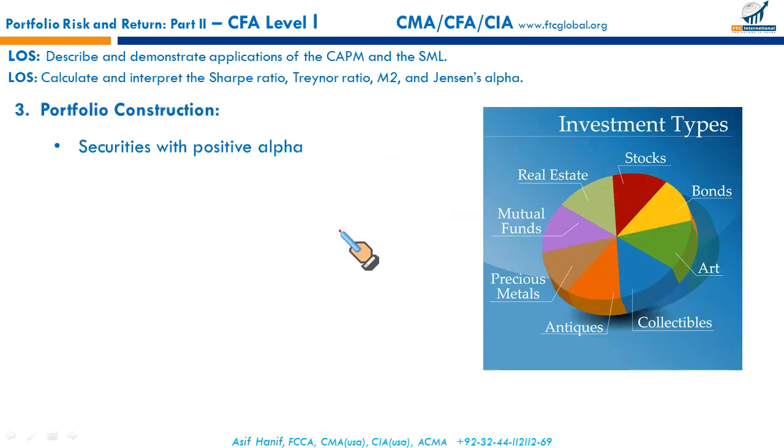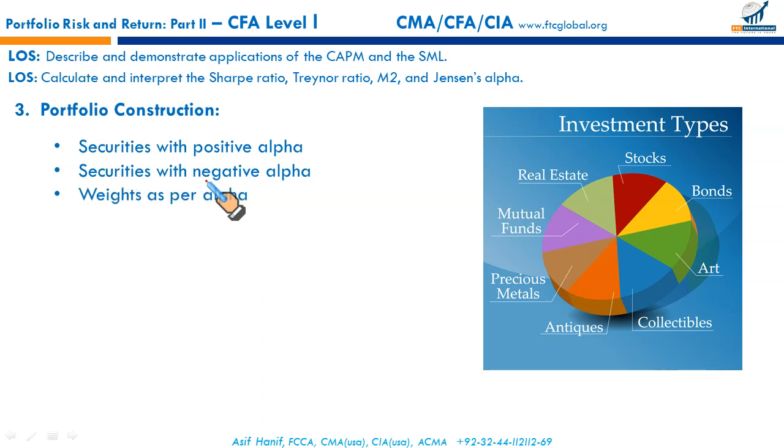Then we have certain other elements as well. Portfolio construction. Securities with a positive alpha relative to the market index should be included in the portfolio, and securities with a negative alpha relative to the index should be excluded. And those securities that have a higher alpha should be given more weight in the portfolio because they are expected to perform better, right?